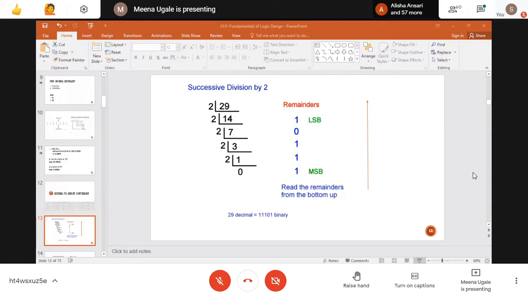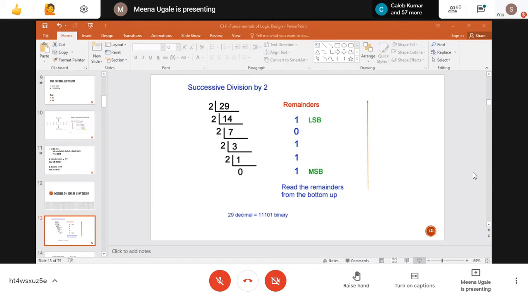So 29 divided by 2. I'm going to get a quotient and a remainder. The quotient will be 14 and the remainder will be 1, which I'm writing here. Now I have 14. Again I divide it by 2. The quotient will be 7 and there is no remainder, that is 0 remainder. So I'm writing 0 here.